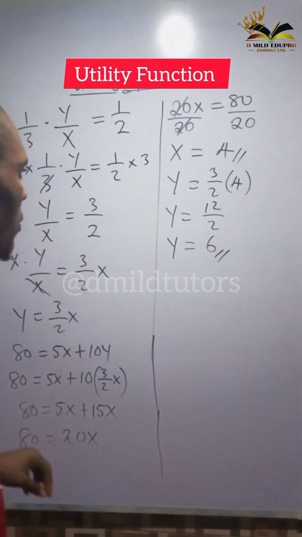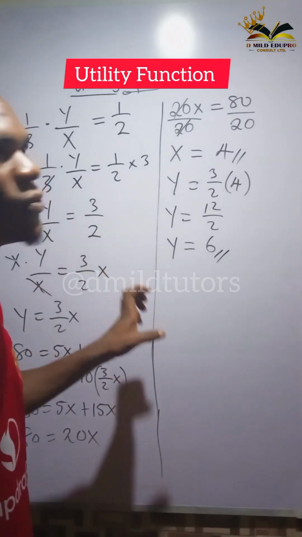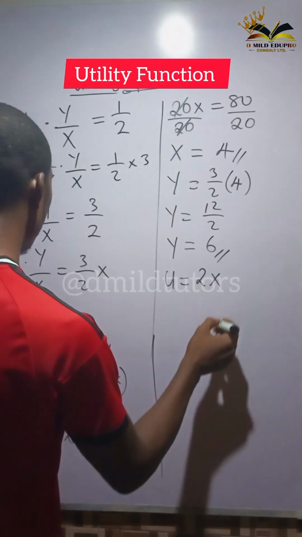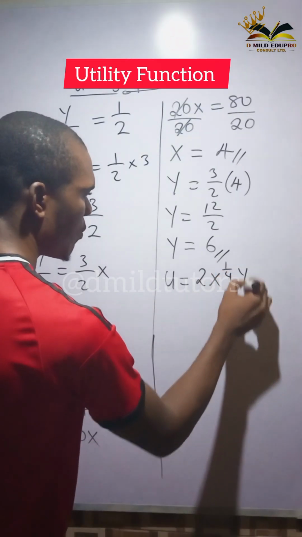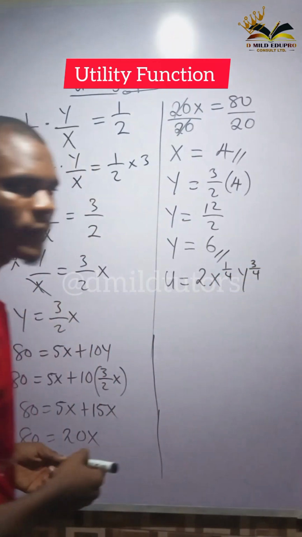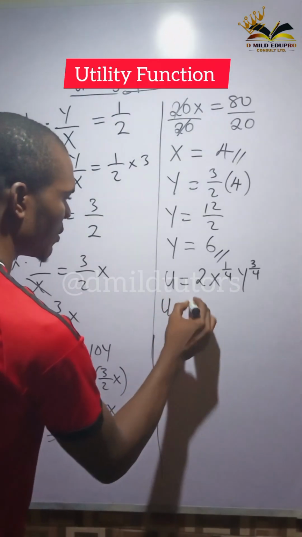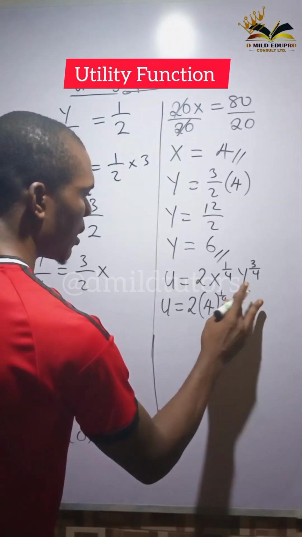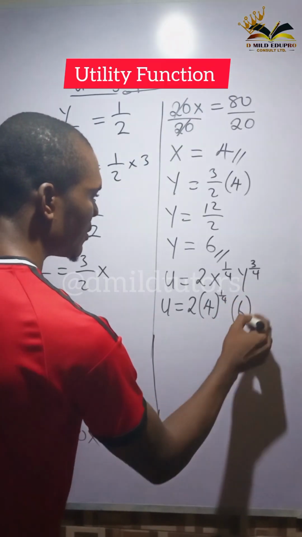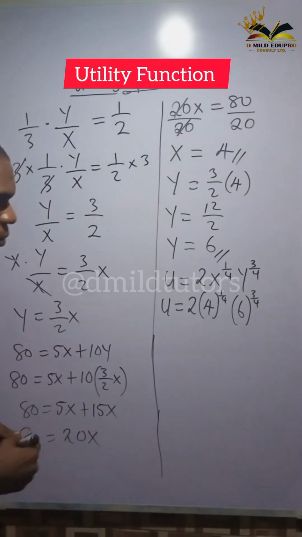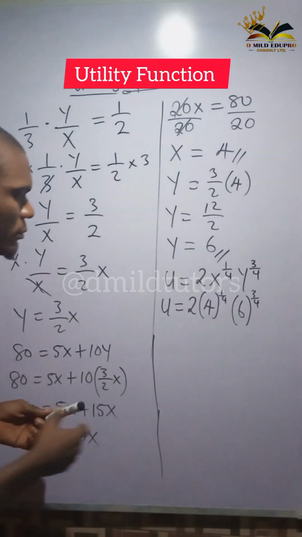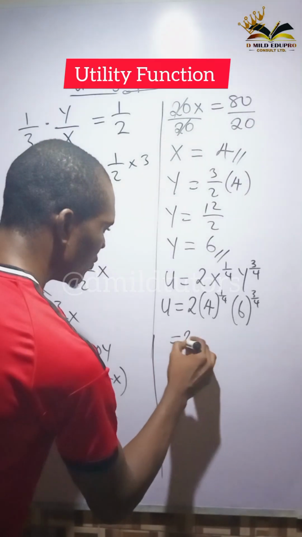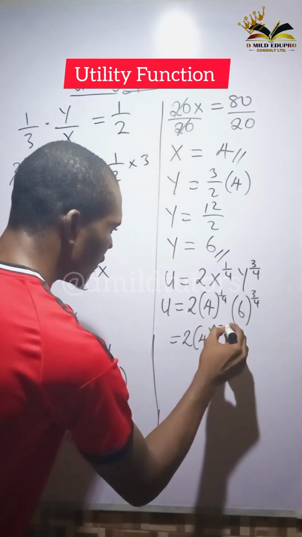So what do we do? We're now going to substitute our x and y into our utility function, which is u equals 2x raised to the power of 1 over 4, y raised to the power of 3 over 4. Is that okay? So here our utility function will now be 2 into bracket, our x is 4, to the power 1 over 4, then our y is 6 raised to the power of 3 over 4. So recall that 1 over 4 is 0.25. So this can be simplified as 2 into bracket 4 raised to the power of 0.25.